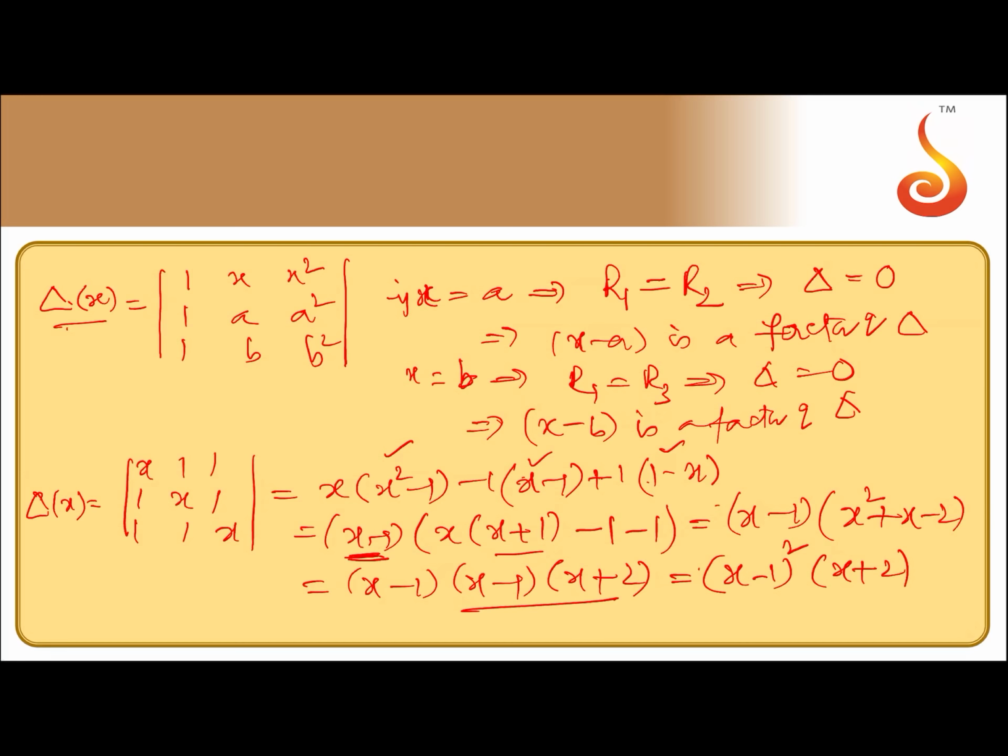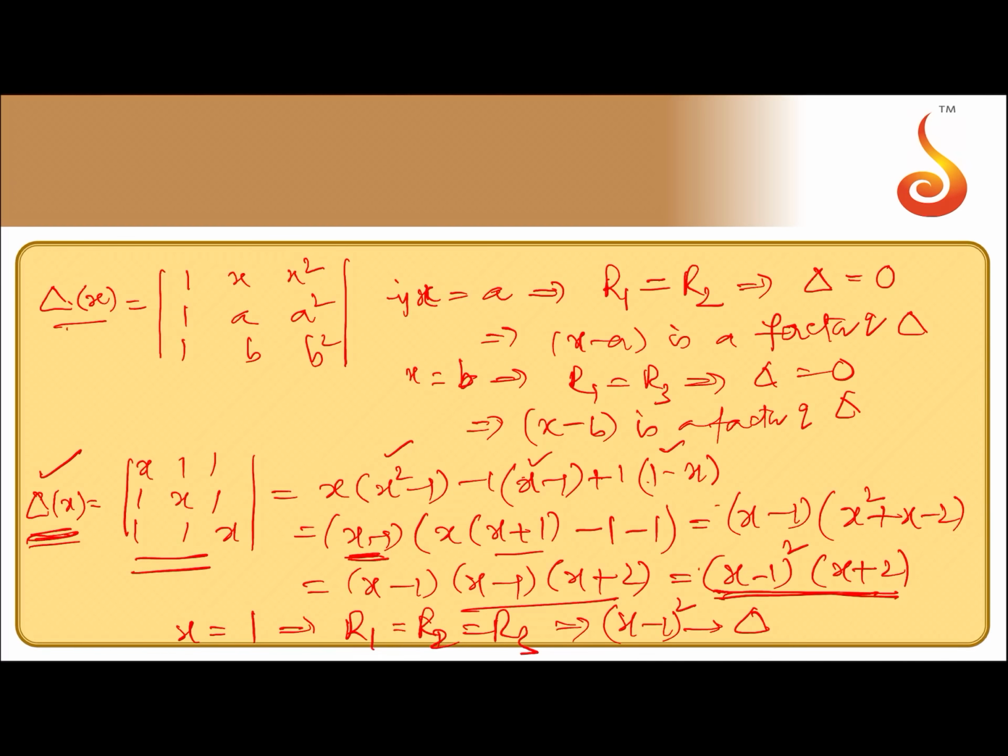Now, in this determinant as a function of x, if I substitute x equals 1, then the first row, second row and third row, all three rows are identically equal. And therefore, by the property, x minus 1 whole square would be a factor of the determinant. Clearly, you could see that the normal expansion of this determinant is nothing but x minus 1 whole square into x plus 2. So the property has been proved.